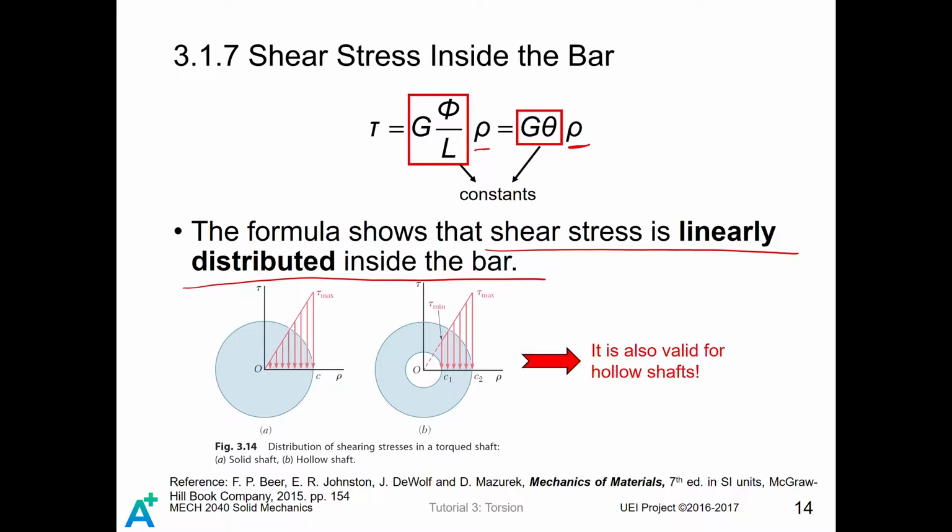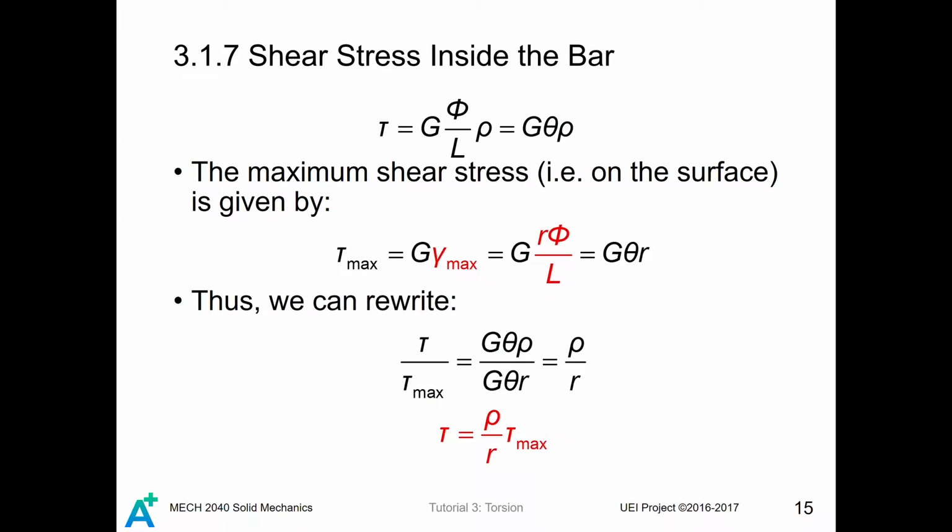Notice that this phenomenon is also valid for hollow shafts, and it will be left to you as an exercise to prove it. For the maximum shear stress, we just use the maximum shear strain times the shear modulus. The result will be like this. Consequently, we can find the ratio of the shear stress of any element inside the bar to that of the maximum. We found that this ratio equals ρ divided by R.